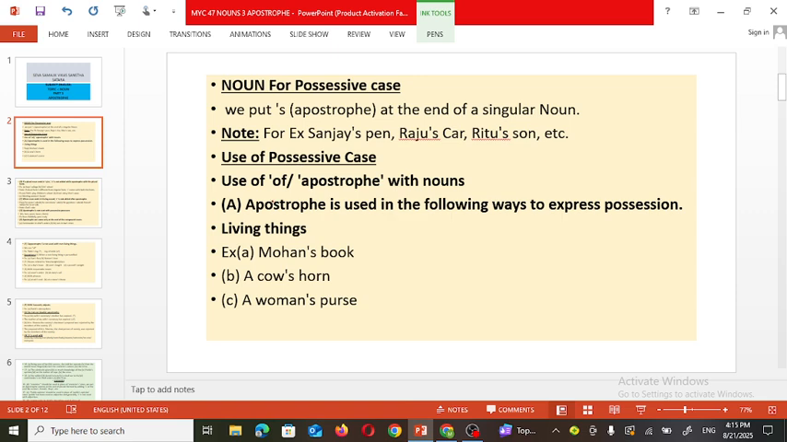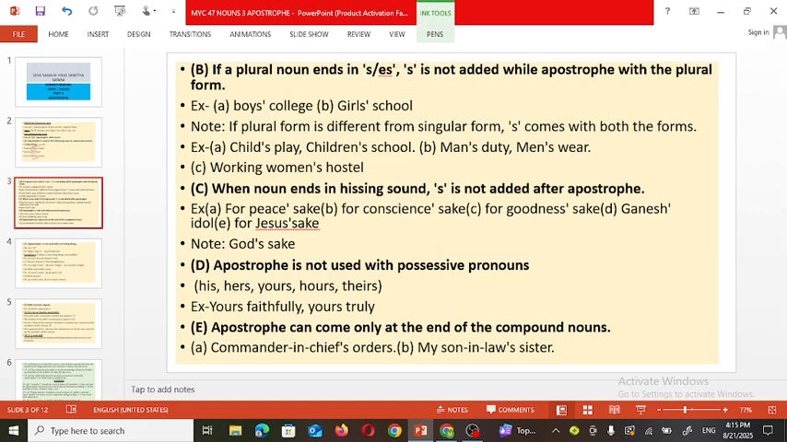Use of the possessive case, use of apostrophe with the noun. First case, the apostrophe is used in the following ways, especially for living things. For example, Mohan's book, a cow's tail, a woman's purse. So these are all living things, and along with that, we have used the apostrophe here.